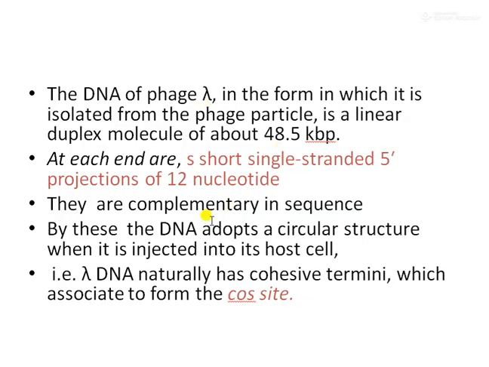As I told you earlier, the DNA of the phage is in the form of a linear molecule which gets circularized once it enters into the E. coli. At each end, there are short single-stranded 5' projections of 12 nucleotides, which are complementary in sequence. And this DNA adopts a circular structure when it is injected into the host cell. The lambda DNA naturally has cohesive termini, which can associate to form a cos site.